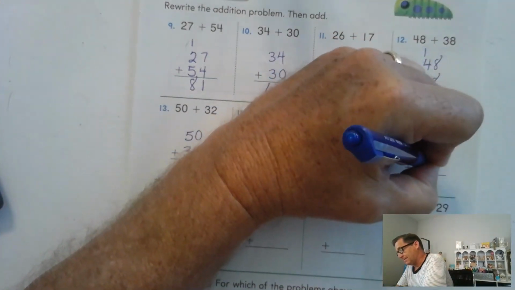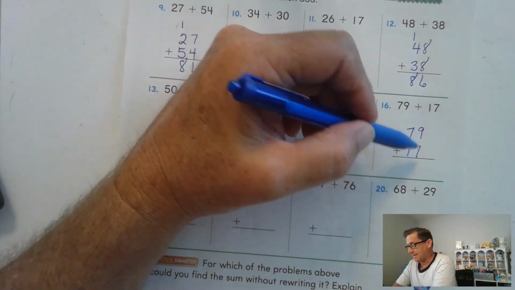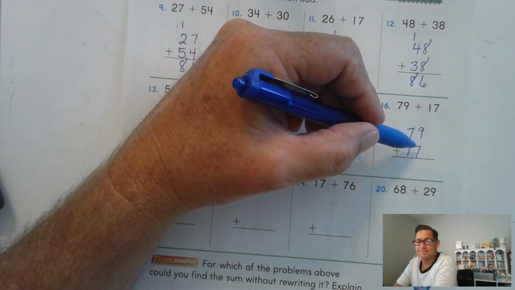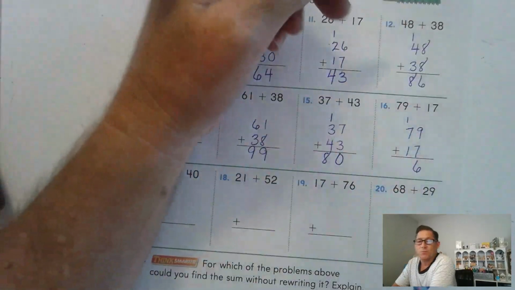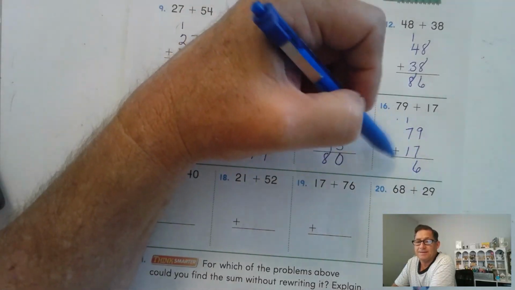79 plus 17. 9 plus 7 more. Well, again, 9 plus 1 would be 10. 10 plus 6 is 16. Regroup as 1 ten and 6 ones. 1 ten, 6 ones. Add the tens, 7, 8, 9.